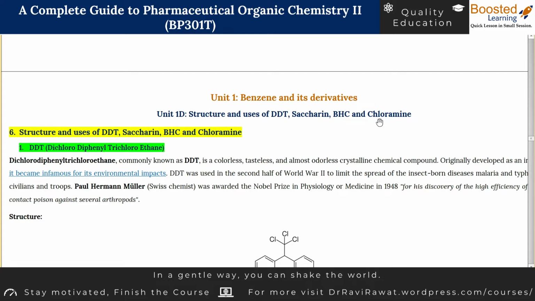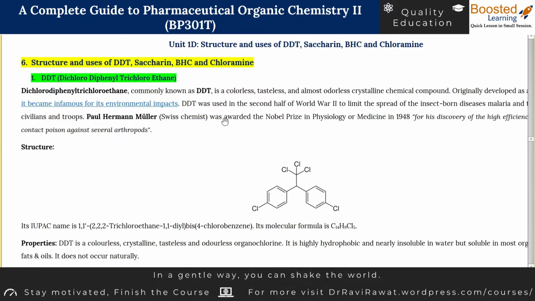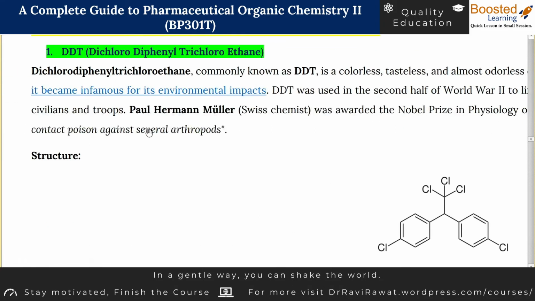So it's the simplest part of Unit 1. We have to study 4 compounds. We have to study the general introduction, the synthesis, the structure and the uses. So without further ado, let us start with compound number 1, which is DDT.